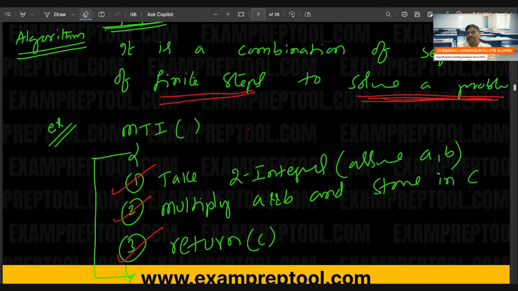Multiplication of two integers. I have written one small algorithm. What is the first step? Take two integers a and b. Next, multiply a and b, store in C. Third, return C. Take two integers a and b, multiply a and b, store in C, return C. Right? Do it like this. Okay.